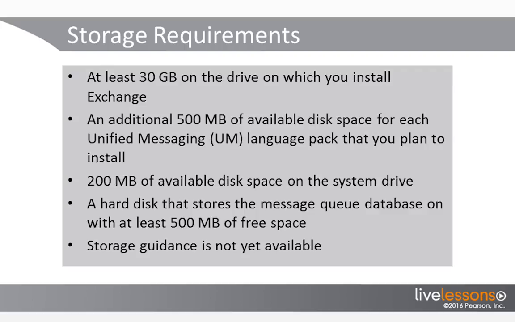So in other words, if you install Exchange to the system drive, then you're going to need 30 gigabytes plus 200 megabytes. If you install Exchange somewhere else, then you'll need 200 megs of space on the system drive and 30 gigs of space on whatever drive you install Exchange to. Now, there are a few additional requirements. For example, you're going to need 500 megs of space for every unified messaging language pack that you install. You're also going to need 500 megs of free space for the message queue database.